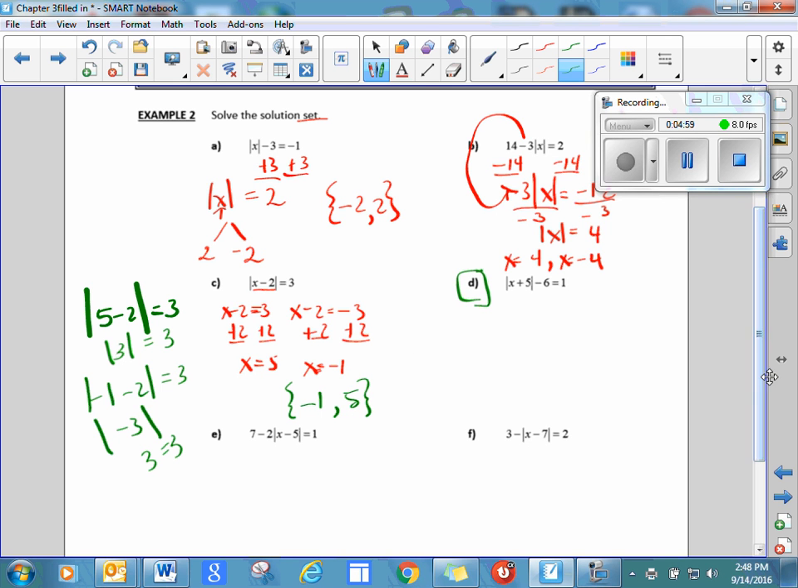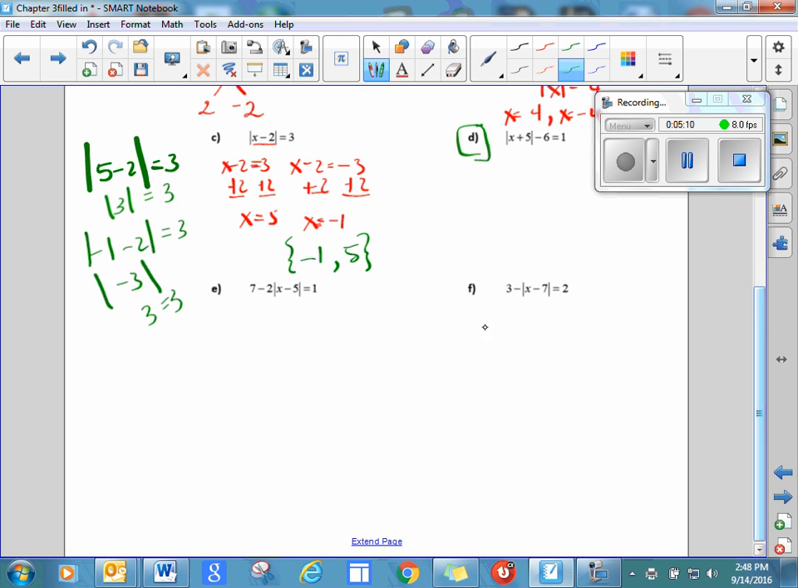I want to come back and throw just another example out here for you. Let's see, which one do I want to do? I'll come down here and do F, and then we'll see how much longer the video goes. So I've got to isolate the absolute value. I'm going to subtract 3 from both sides.